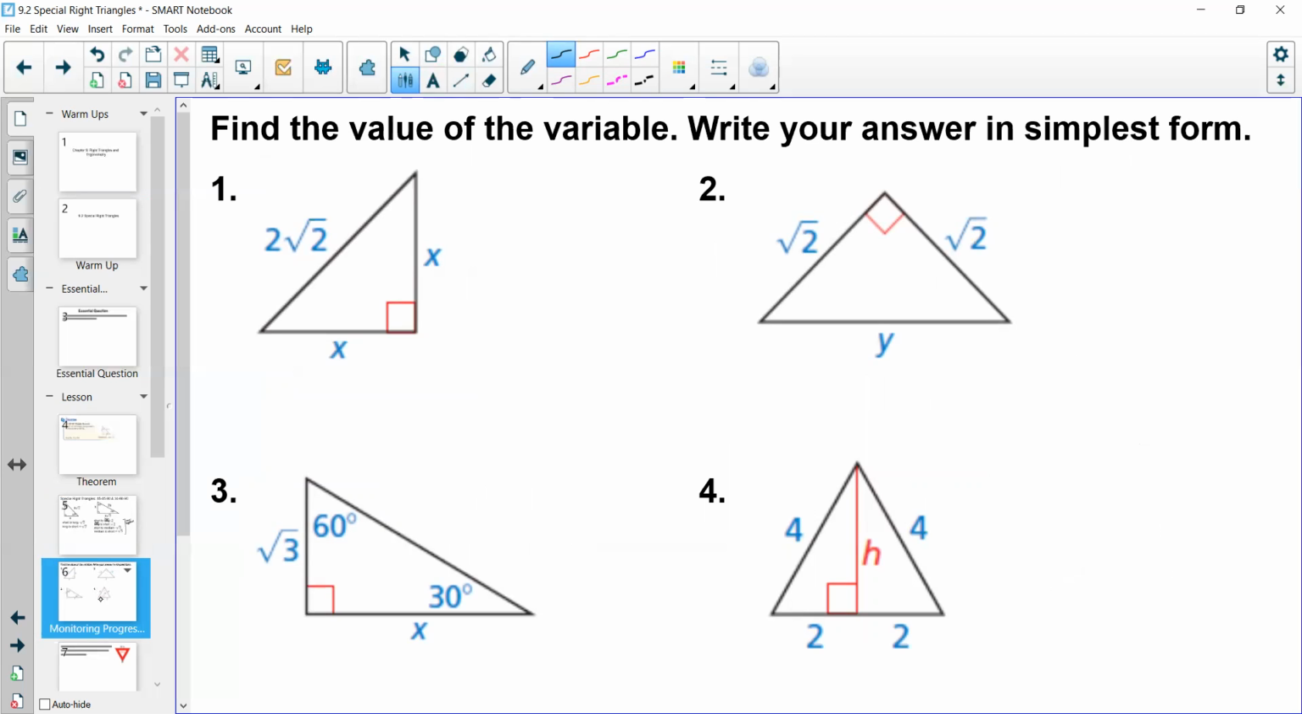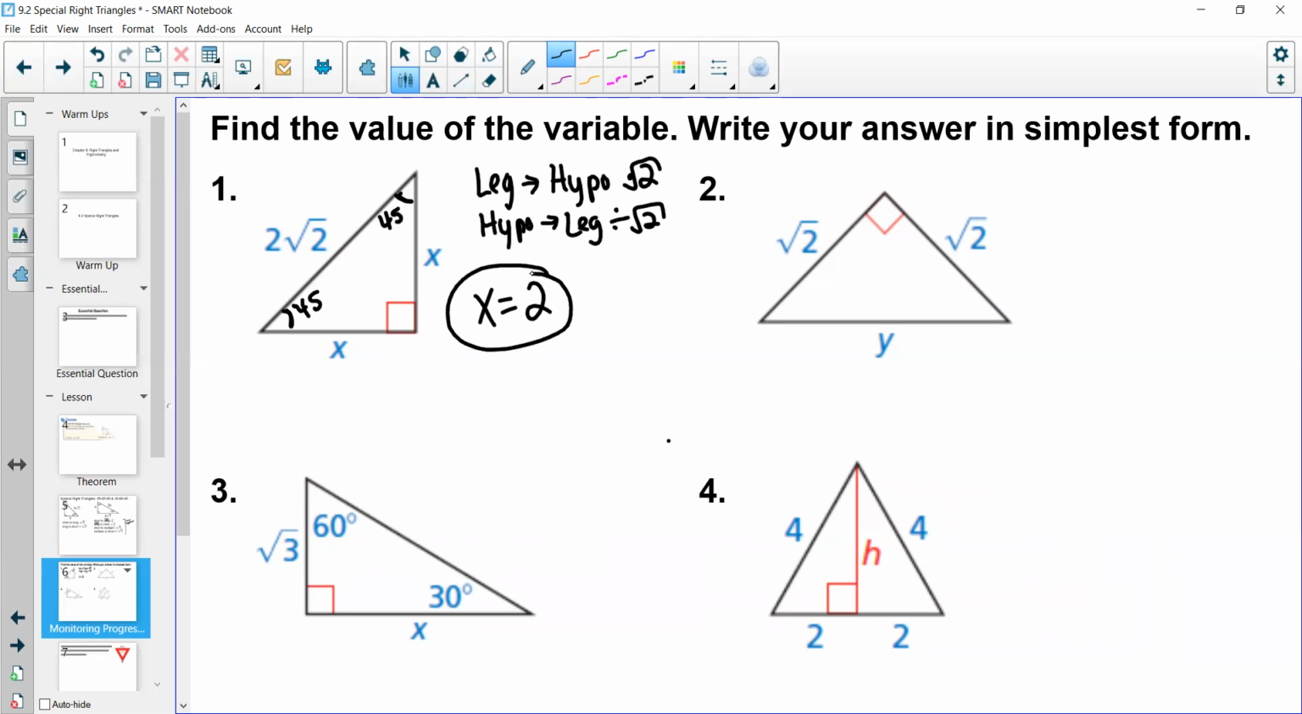First, we want to find the value of the variable and then write it in simplest form. So I want to figure out what x is here. Remember, the property in this triangle where these two sides are the same means that these two angles are the same, so it's a 45-45-90. The rule is that to go from the leg to the hypotenuse, we multiply by the square root of 2. But if we're given the hypotenuse and want to go to the leg, we divide by the square root of 2. So we divide our hypotenuse by the square root of 2, which means that x equals 2.